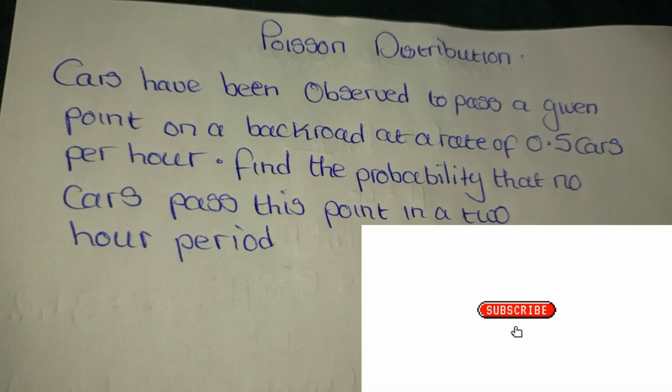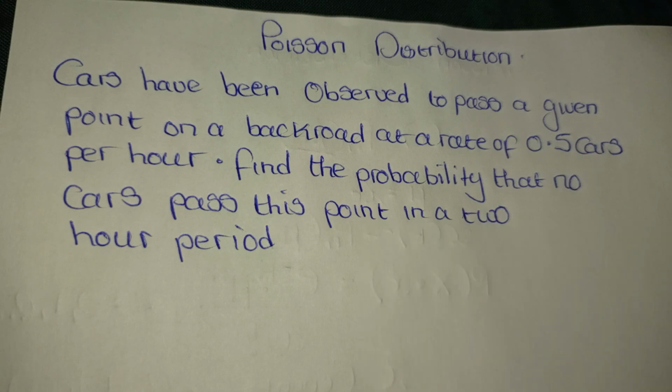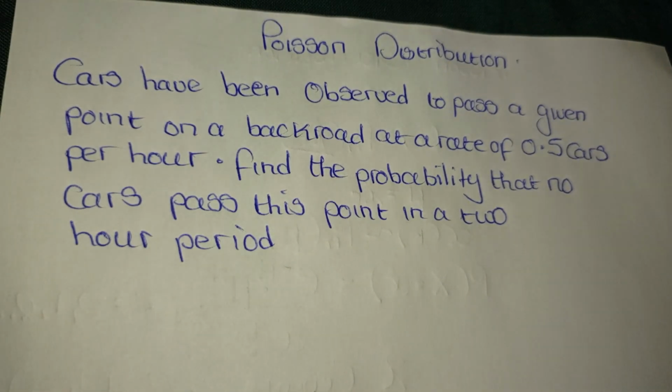Your host, Golden Zulu. So today we have one interesting discussion, rather an example under Poisson distribution. The example reads: cars have been observed to pass a given point on a back road at a rate of 0.5 cars per hour. Find the probability that no cars pass this point in a 2-hour period.